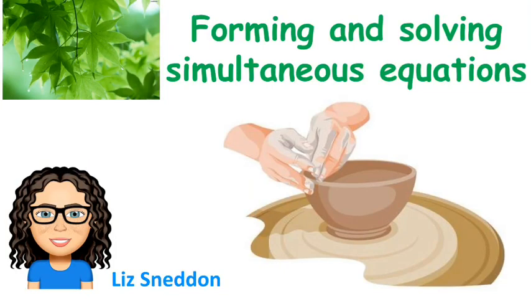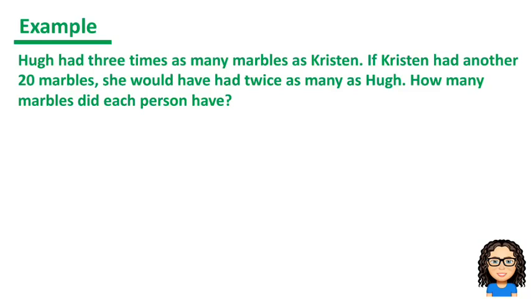Let's have a look at how we form and solve simultaneous equations. So, here's an example. We're told that Hugh has 3 times as many marbles as Kristen, and if Kristen had another 20 marbles, she would have had twice as many as Hugh. How many marbles did each person have?